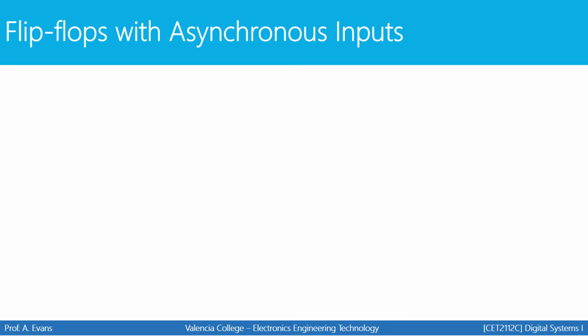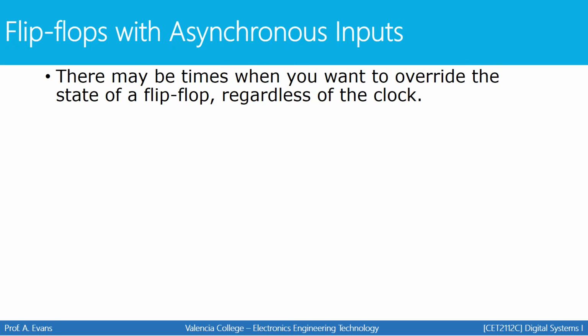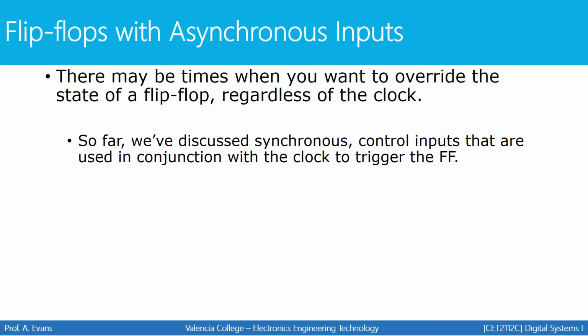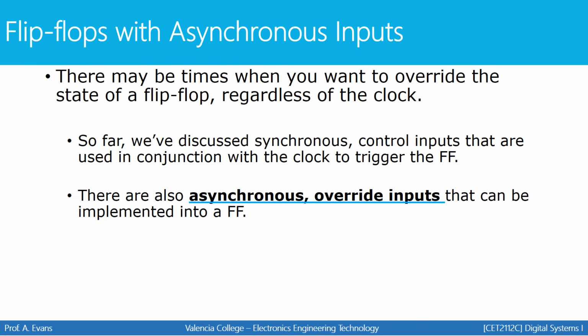Lastly, we have flip-flops with asynchronous inputs. There may be times when you want to override the state of a flip-flop regardless of the clock. What if I want to force the flip-flop to be high or to be low before the next transition occurs? So far, we've only discussed synchronous control inputs like set and reset, J and K, D. Those are all control inputs that are synchronous. They are used in conjunction with the clock to trigger the flip-flop.